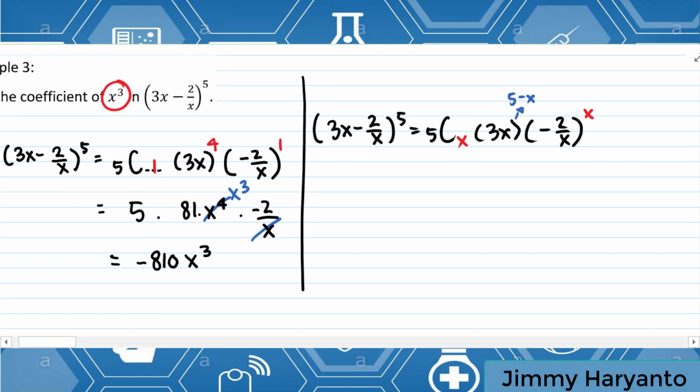Oh, don't use x, we already have x. Let's use p. This one is p, this one is p, this one will be 5 minus p.